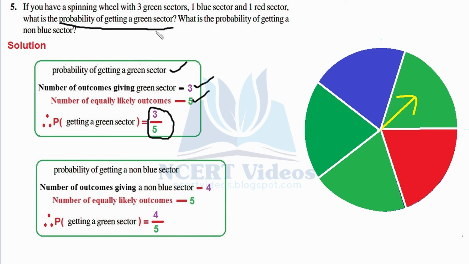What is the probability of getting a non-blue sector? It simply means it should not be blue, the rest of the colors should be there. So we will avoid this color because it is saying non-blue sector.